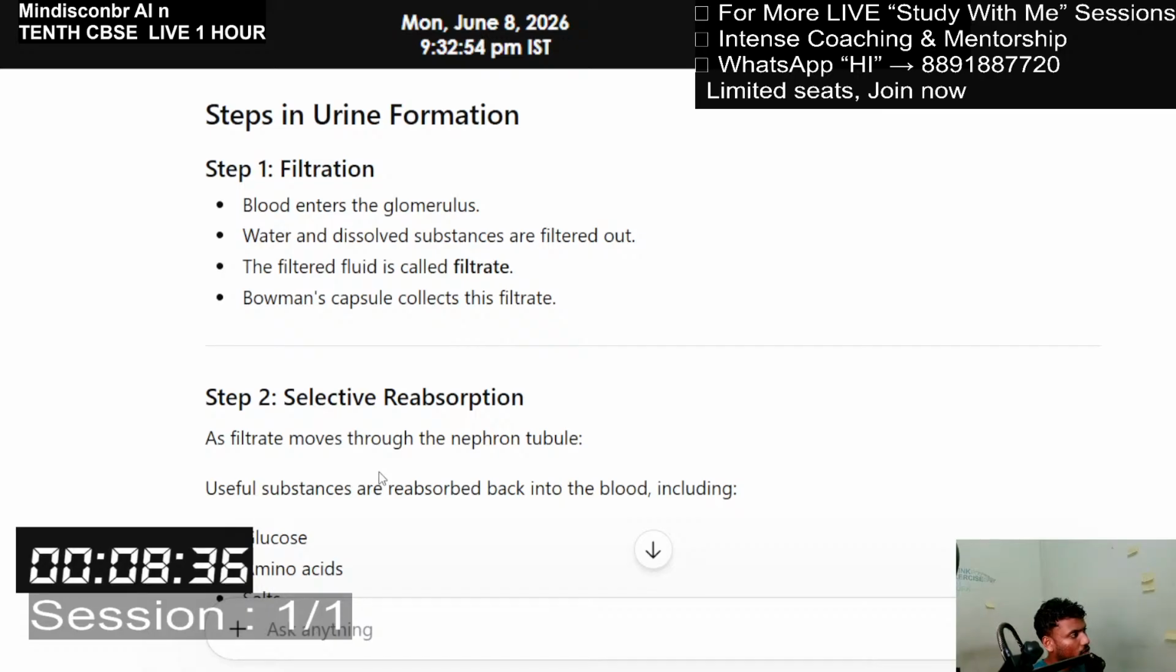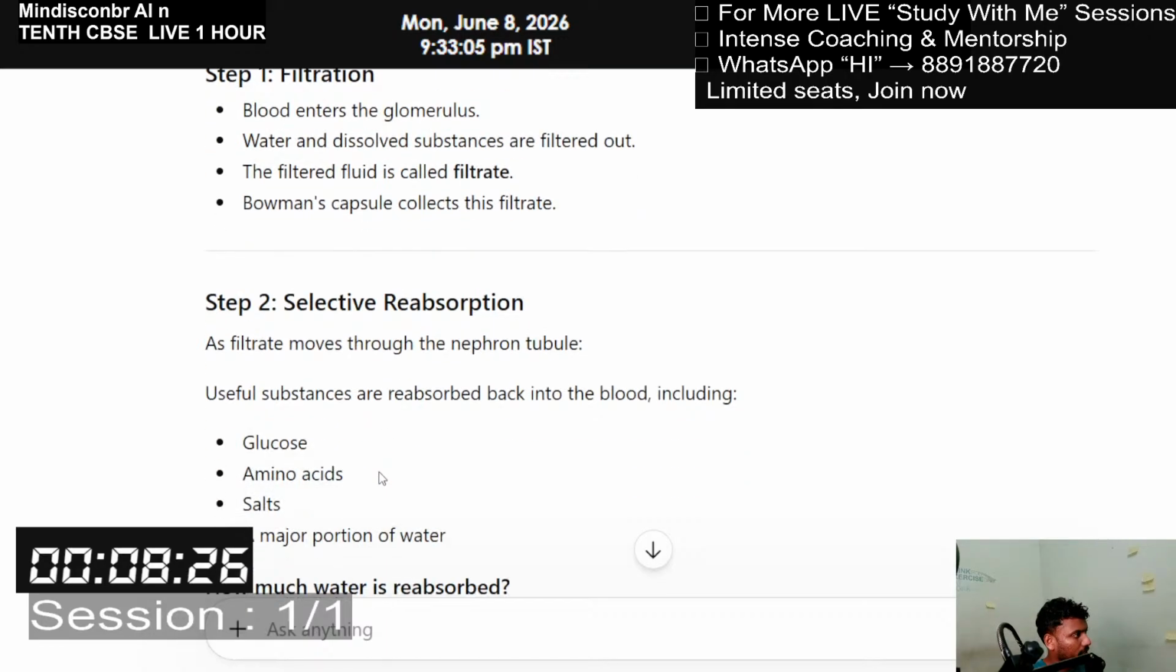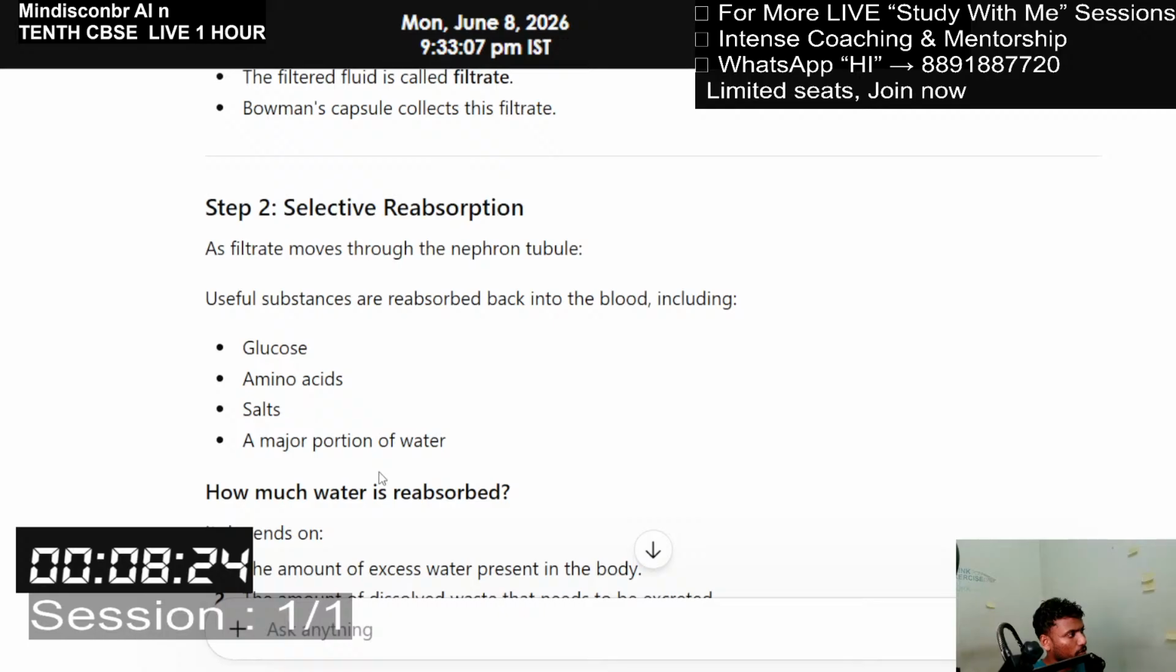So blood enters the glomerulus. Water and dissolved substances are filtered out. The filtered fluid is called filtrate. The Bowman's capsule collects the filtrate. Now the selective reabsorption occurs. That is, as filtrate moves through the nephron tubule, useful substances are reabsorbed back into the blood, including glucose, amino acids, salts, and a major portion of water.